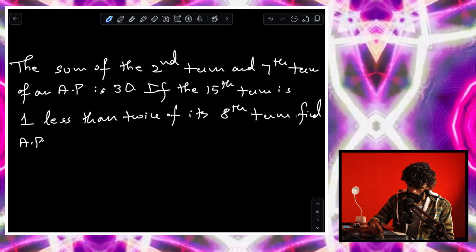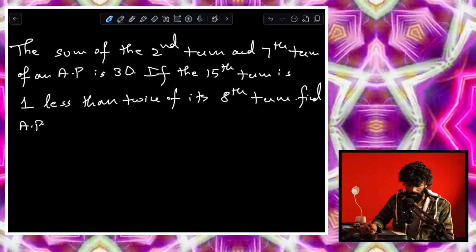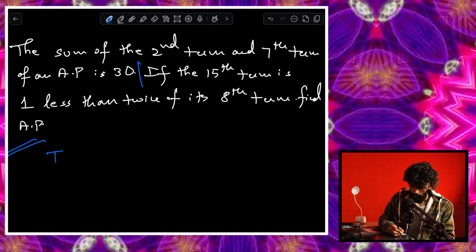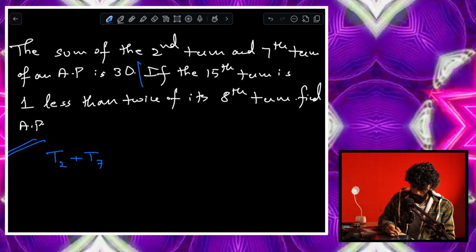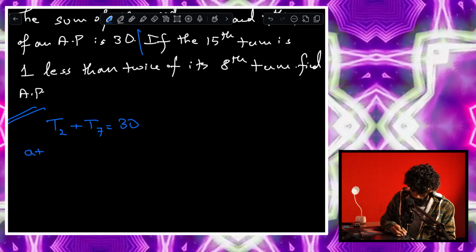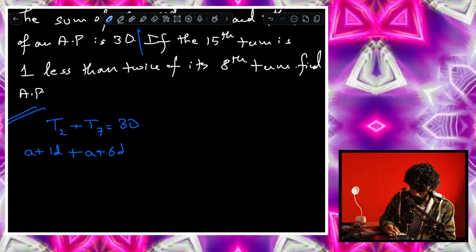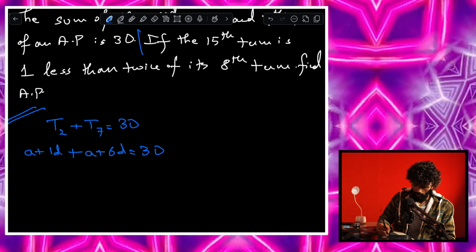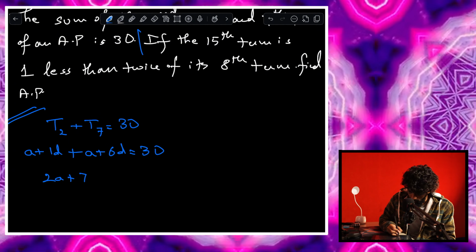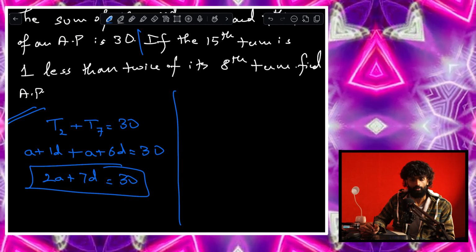Cool. Next. Okay, this is an interesting question. The sum of the second term and the seventh term is 30. Okay, meaning I'll write the data. Second term and the seventh term is 30. Second term meaning a plus d, plus seventh term a plus 6d is 30. Done. This is given to me. Let me simplify a little more. So nothing but 2a plus 7d equals 30 is what I got from my first sentence.